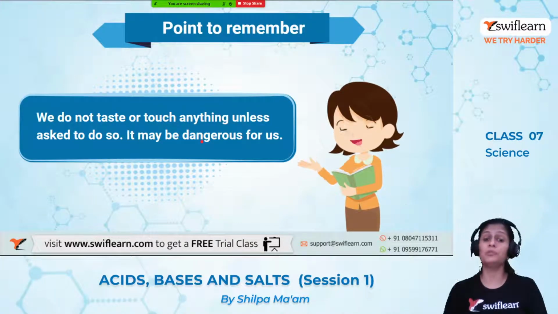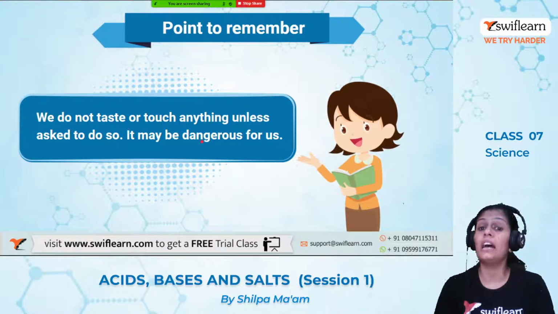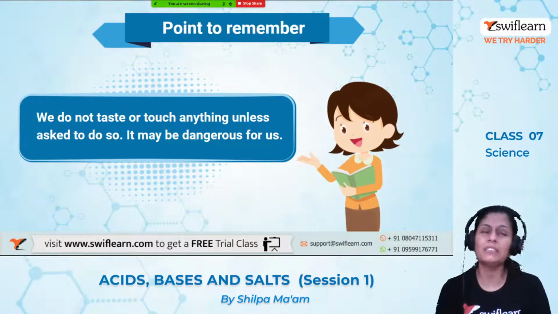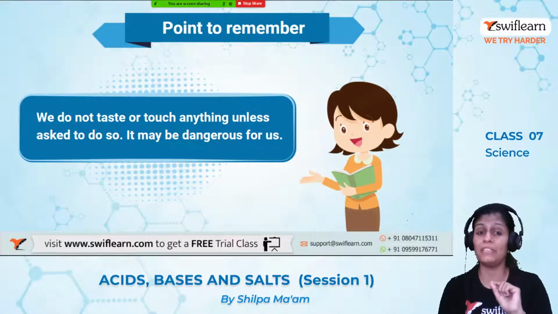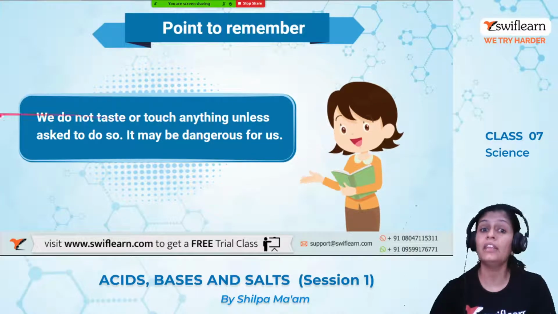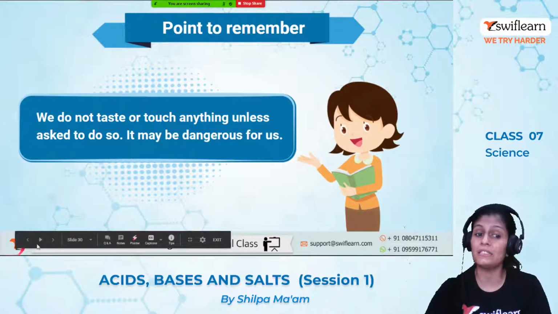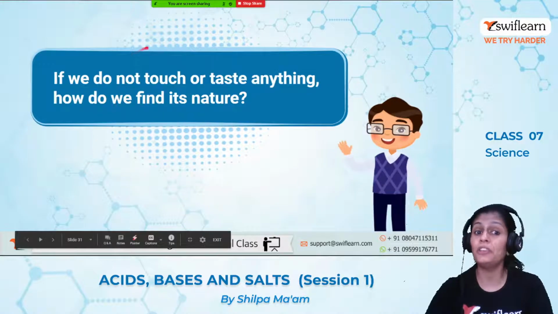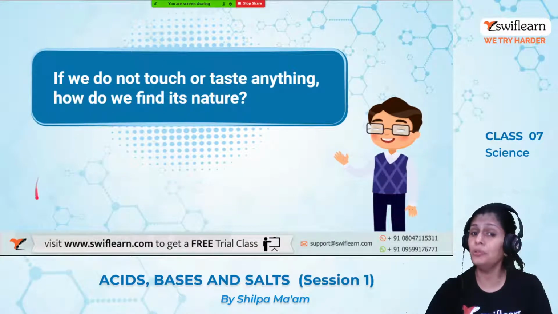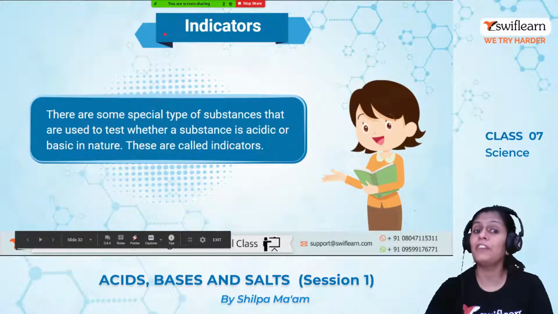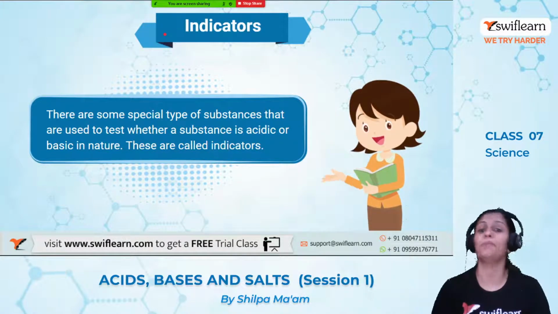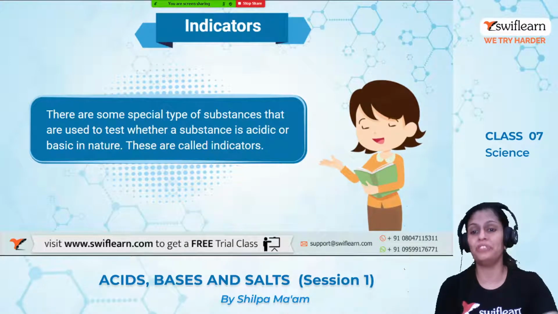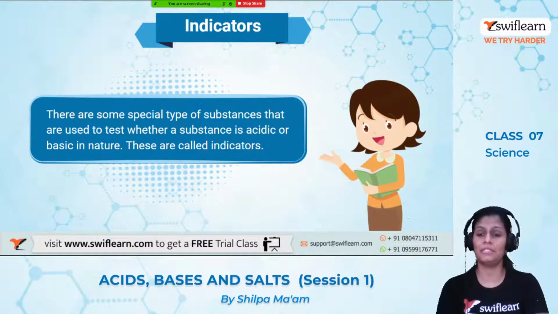Now we come to the point we need to understand: indicators. Normally, there are many things around you that you cannot taste. You cannot touch them either to check whether it is an acid or a base. Then how will you check whether a given substance is an acid or a base? If we cannot touch or taste anything, how do we find its nature? We can find its nature by using indicators. They play a very important role. They are the hero of the session because they tell us whether a substance is an acid or a base.